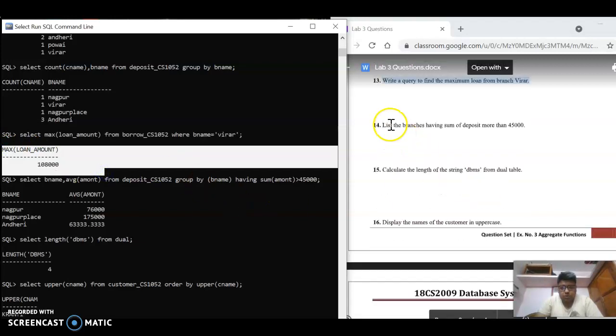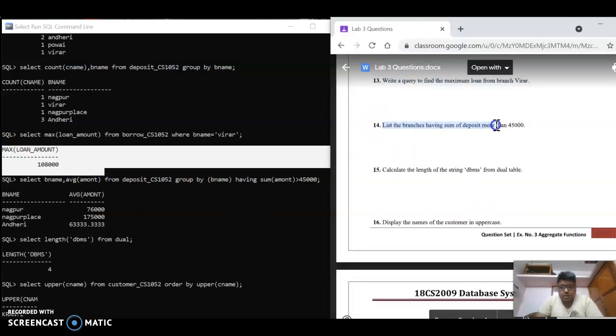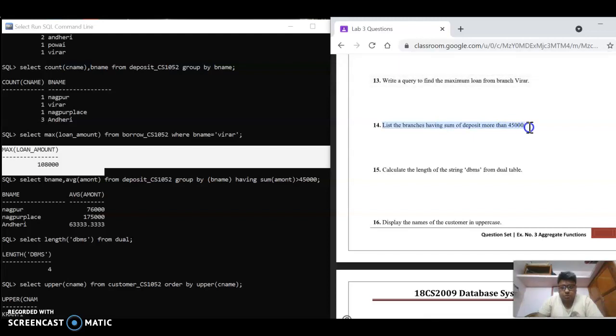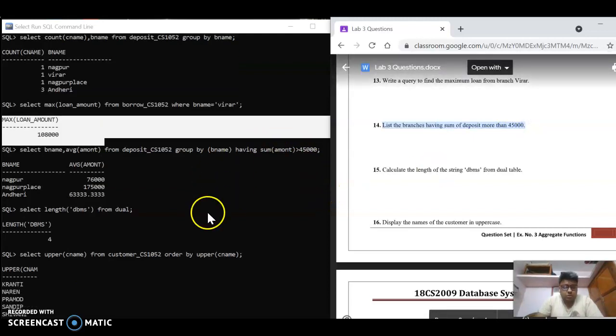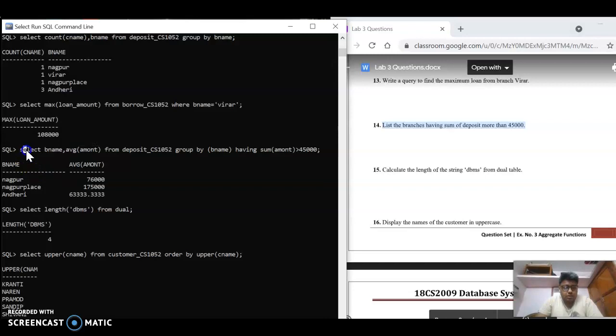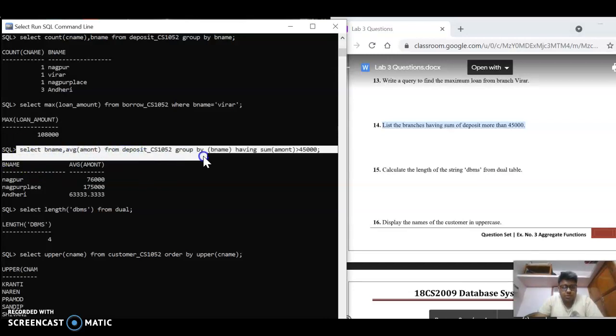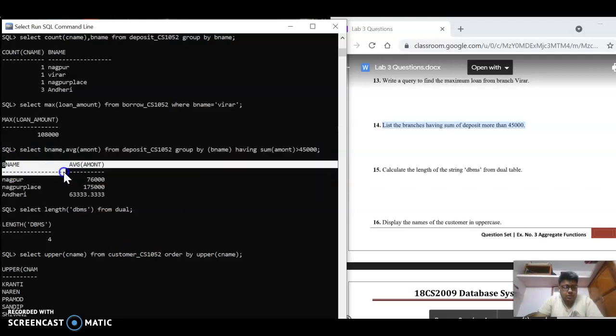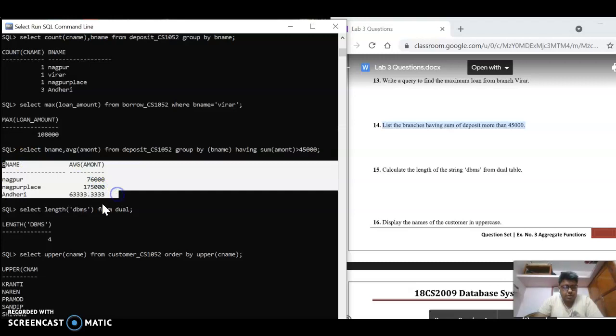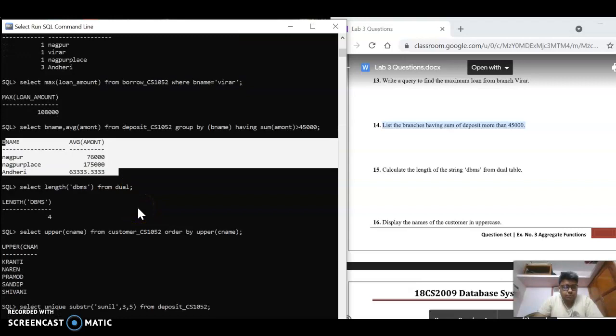And moving on to the 14th question, list the branches having sum of deposit more than 45,000. So this is the table answer. So select B name and the sum of amount from the deposit table group by B name having sum of amount greater than 45,000. So this is the table we get, more than 45,000.